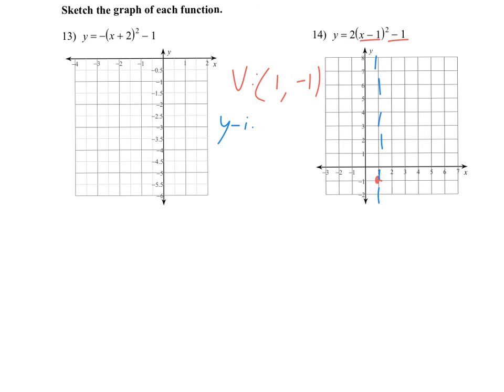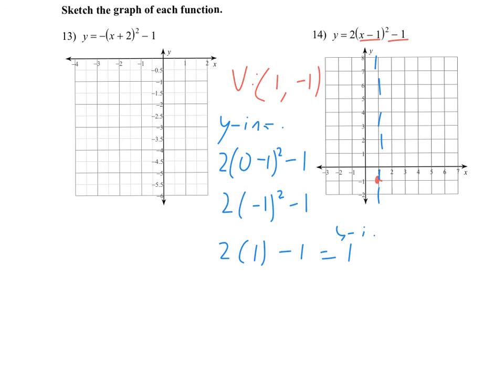And then my y-intercept, I need to plug in a 0 in for x. And so we get 2 times 1 minus 1, and so that comes out to 1. So I can put my y-intercept at positive 1. And then remember there's a matching point on the other side of the axis of symmetry, so that'll give us our parabola.